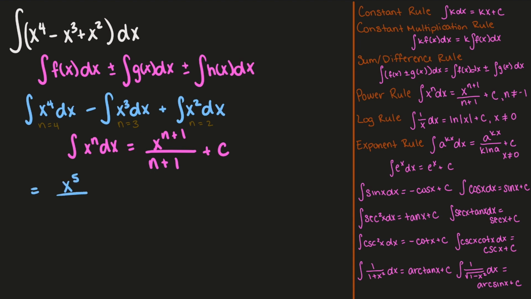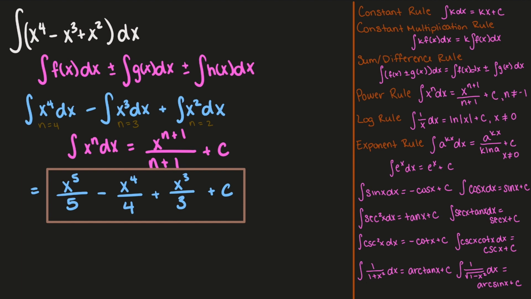x to the fifth over 5. 4 plus 1 is 5, over 5. Minus x to the fourth over 4. Plus x to the third over 3, all of this plus c. Even though we have multiple terms, we only need to write our plus c once because we're always just adding one constant. And this would be our final answer.